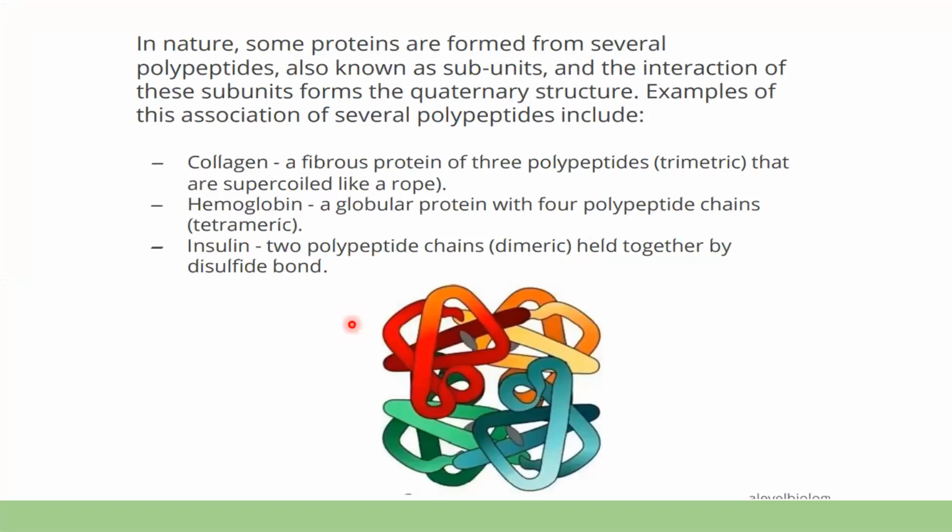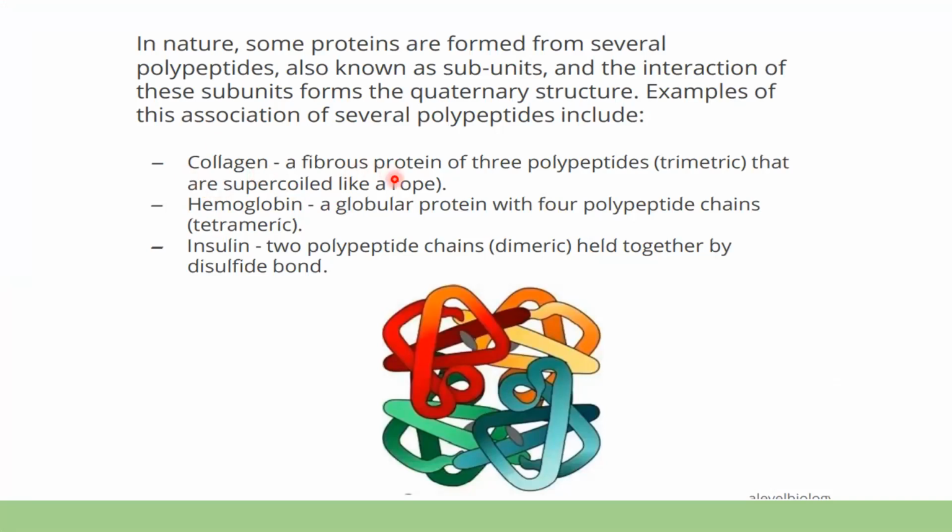So the two examples that we have to discuss are collagen and hemoglobin. Collagen is a fibrous protein. A fibrous protein is the one that is not soluble in water. And a globular protein is the one, for which we will discuss hemoglobin as an example. This one is soluble. Okay. So two types of proteins that we have to discuss.